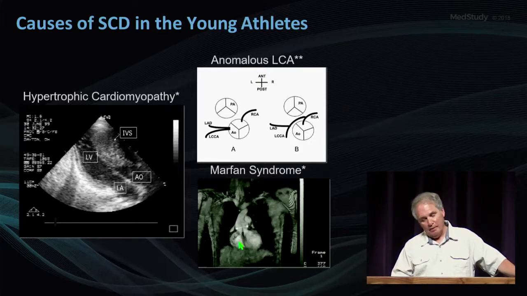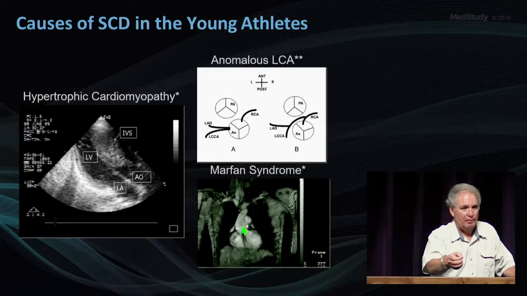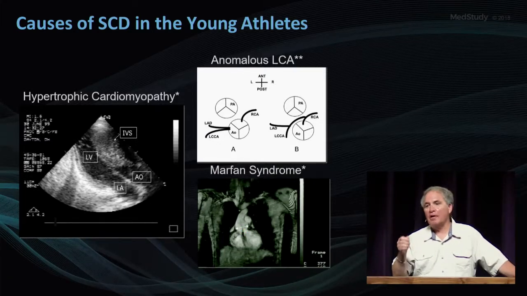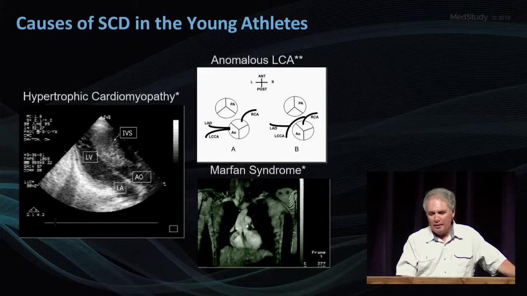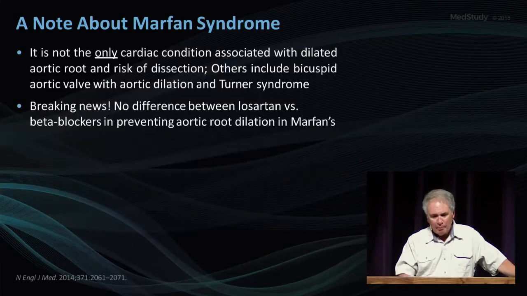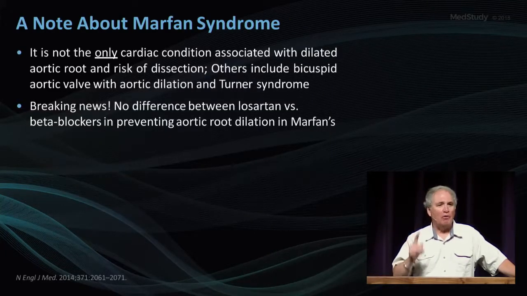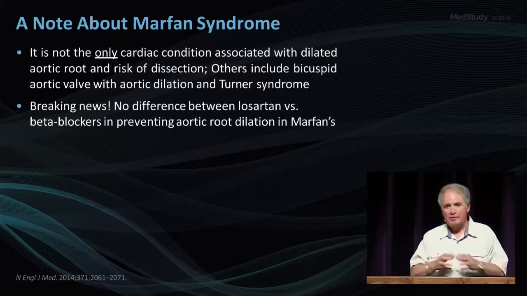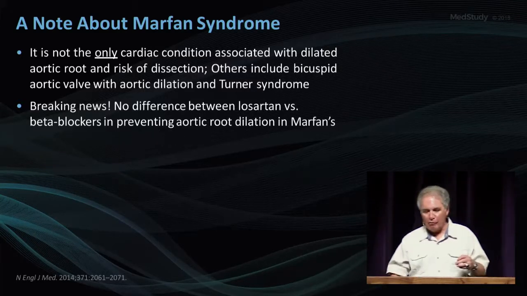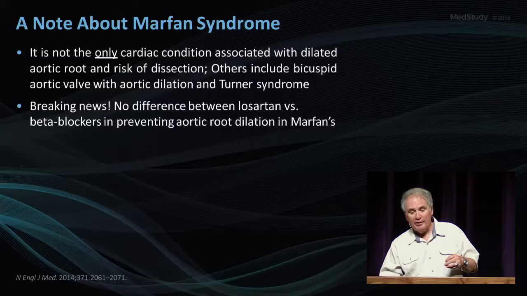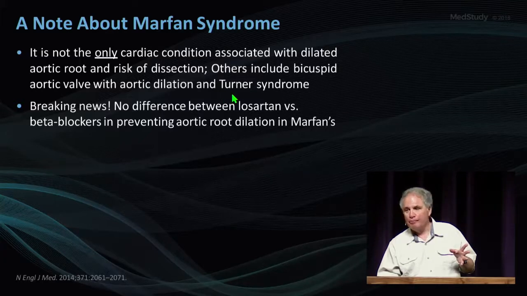And finally, this is another big player, and as I showed you on that list, Marfan syndrome with a dilated aortic root, aortic dissection as a cause of sudden cardiac death in the child athlete. By the way, Marfan syndrome is not the only cardiac condition that is associated with aortic aneurysms and rupture. Other entities include simple bicuspid aortic valve with aortic dilatation. They can rupture. And Turner syndrome.